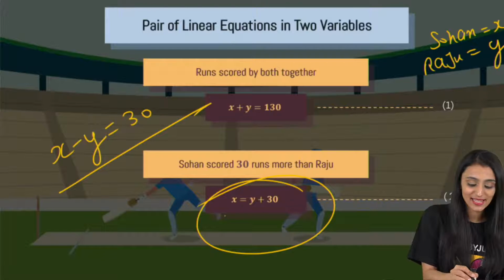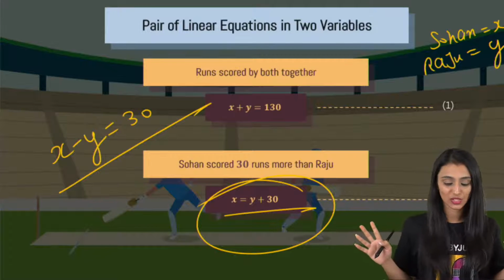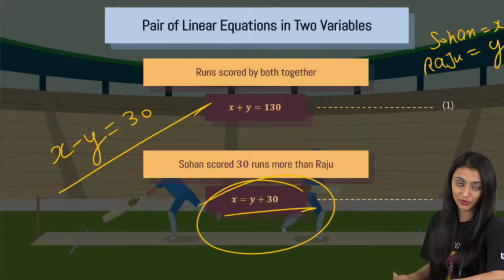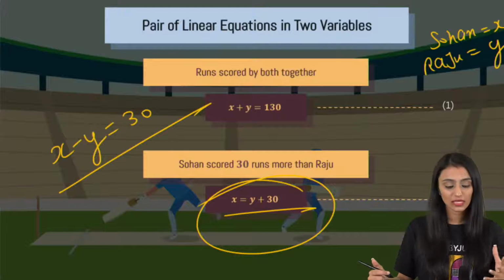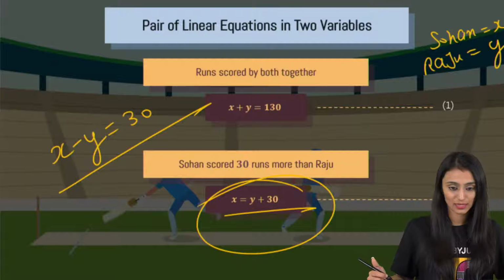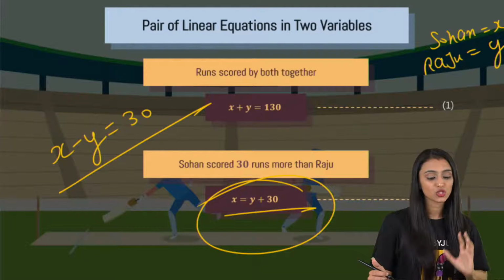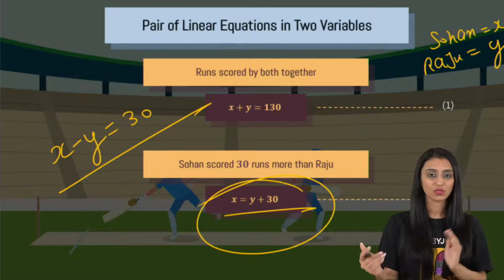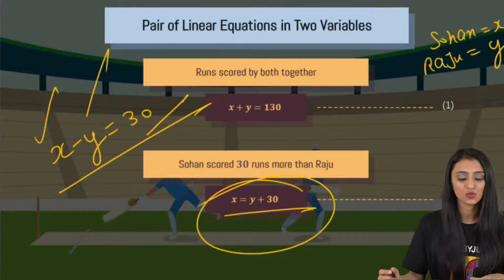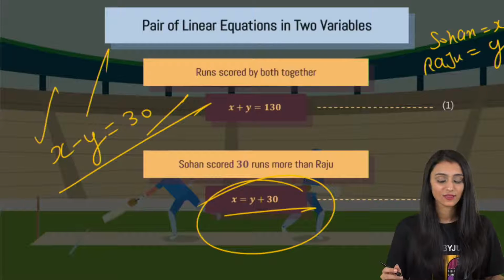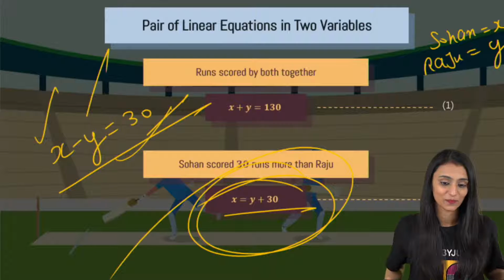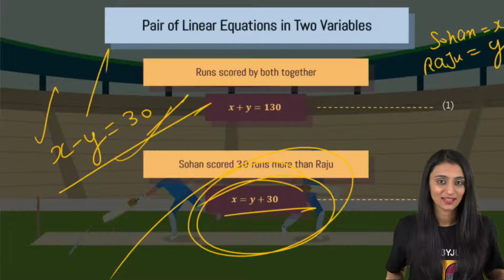So here it could be written as x equals y plus 30. I think no confusion still here. Now in this session we will be solving this using the graphical method. There is a way of solving these equations algebraically as well. But in today's session I'm just talking about the graphical ones. So here Sohan has scored 30 more runs than Raju. That means the difference between their runs is actually 30. Sohan's runs minus Raju's runs is going to be equal to 30, right? Let's take y to the other side. We have x equals y plus 30. I hope this is clear.